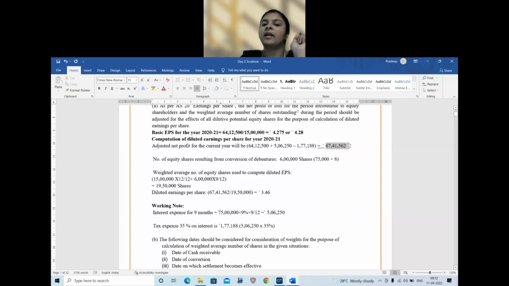Now calculate your diluted earnings and give me the value. You should be getting 67,41,562. Highlight that 1st July and make a note of it saying the date of issue of the instrument has to be remembered.